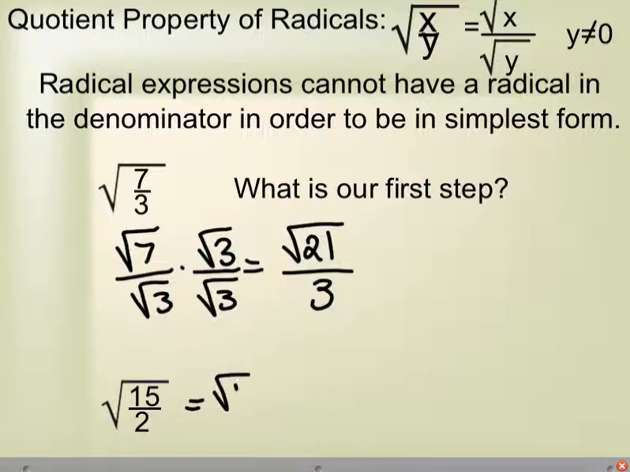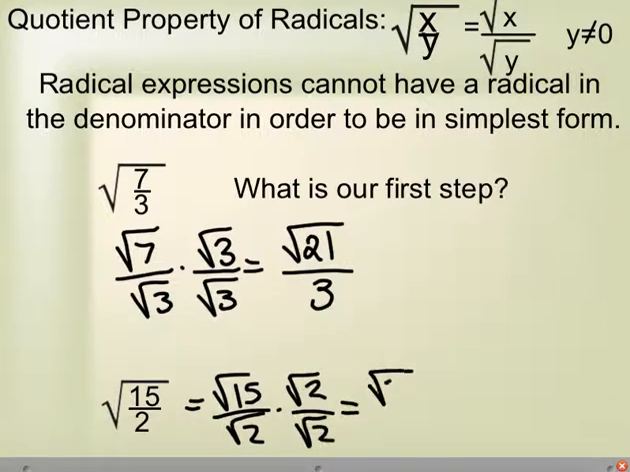So when we do it for the second one here, root 15 over 2, we split it up to say this is the square root of 15 over the square root of 2, and then we multiply by the square root of 2 over the square root of 2. So we say this is the square root of 30 over 2. And there's nothing else to simplify here because the square root of 30 is in the most simple form.